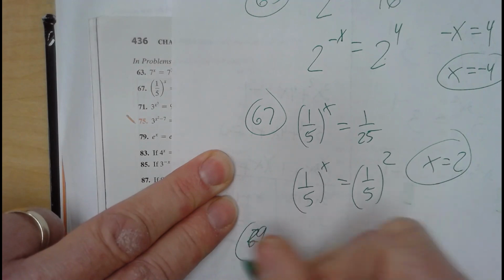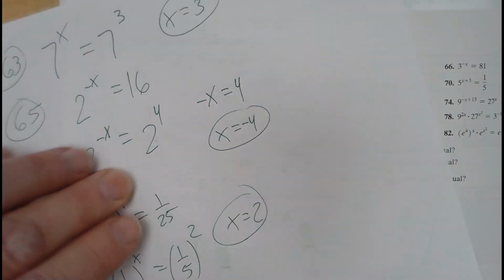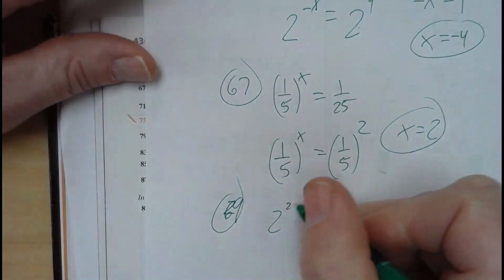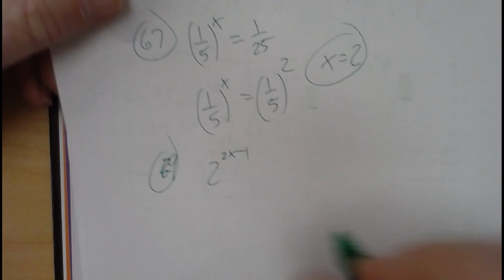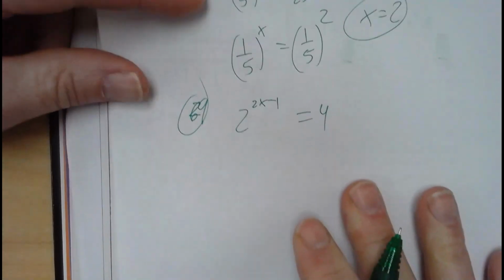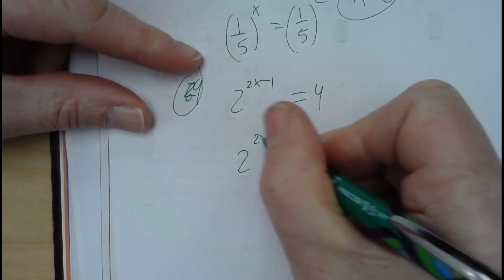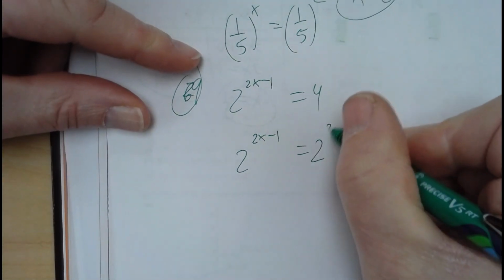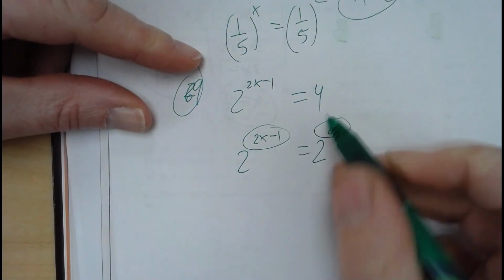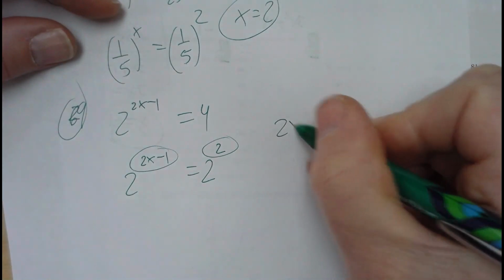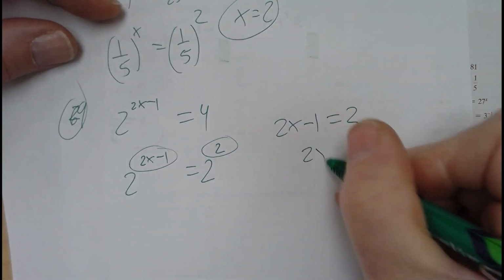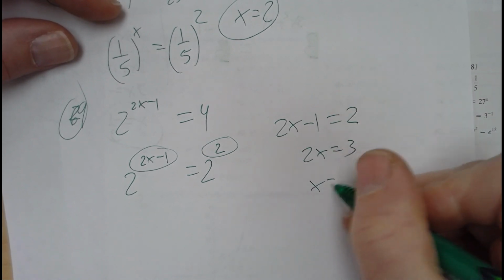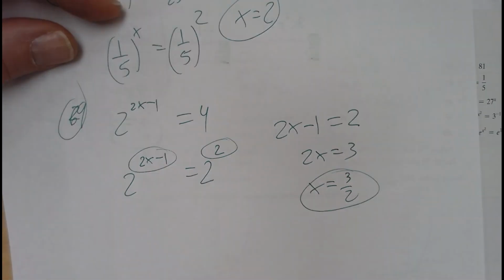69 is 2 to the 2x minus 1 equals 4. Okay, so we're going to make the bases the same. So it's 2 to the 2x minus 1 is equal to 2 to the 2 power. So the exponents are the same. Now you have to solve 2x minus 1 is equal to 2. Add the 1 over. 2x is equal to 3. x is equal to 3/2. So that's how you do those.